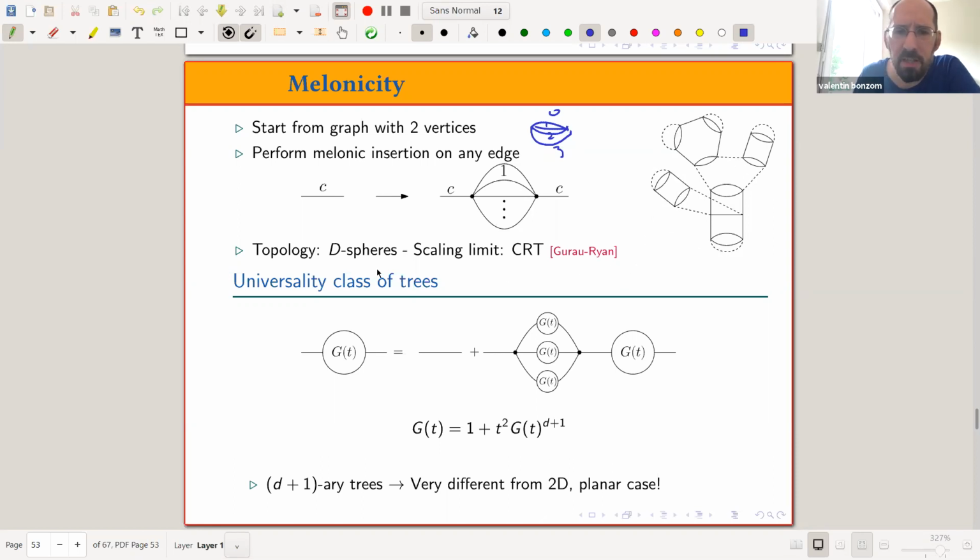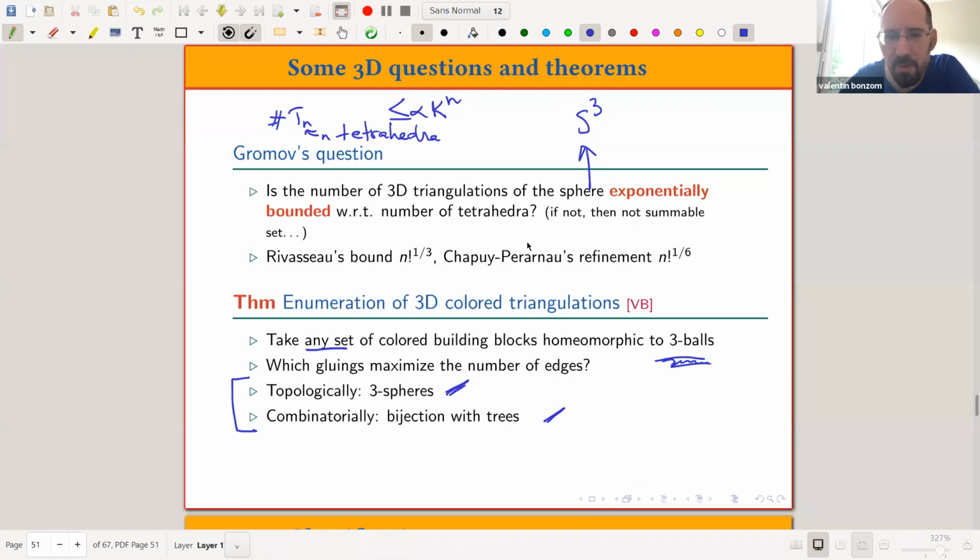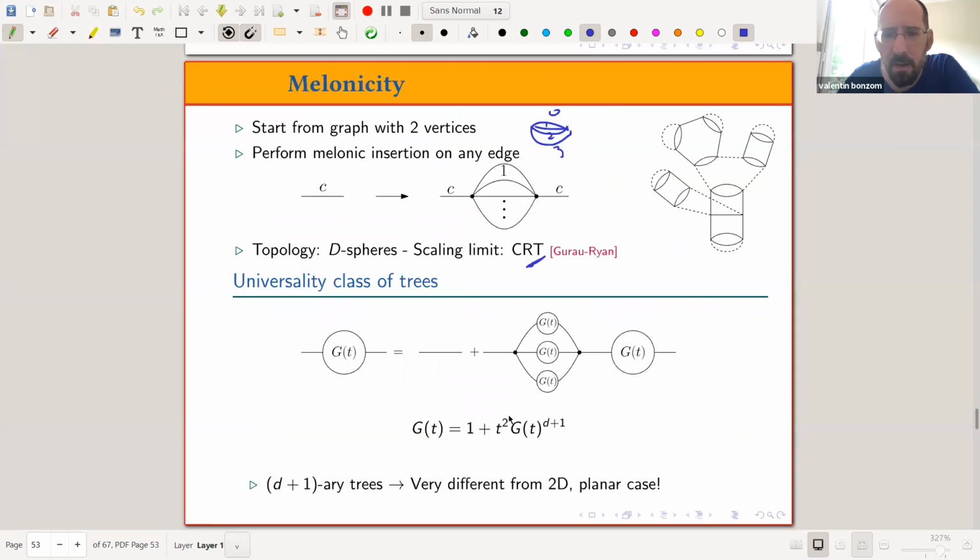So the topology is the sphere, and the scaling limit was proved to be the continuous random tree, which is not surprising because in my theorem I tell you that you have a bijection with trees. And you can count them by saying, well, let me look at the 2-point function. I mean, we don't have field theory yet, but it's basically a GFT in fact.